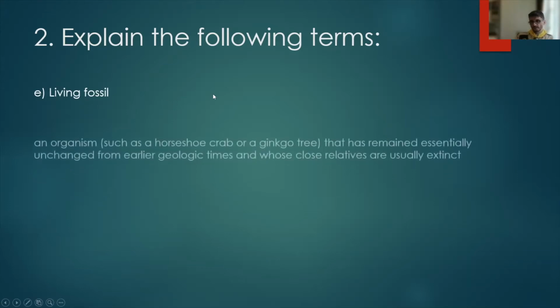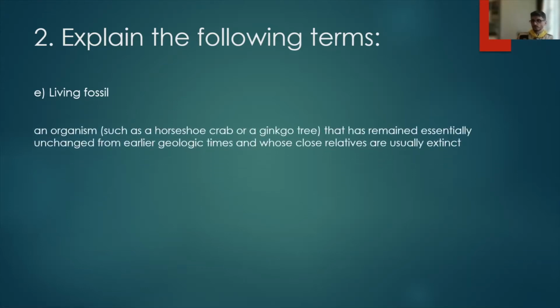A living fossil is an organism such as a horseshoe crab or a ginkgo tree that has remained essentially unchanged from earlier geological times and whose close relatives are usually extinct. Basically, let's say I'm 2 million years old, and I never changed. I am the same person. All my relatives, my aunt, sister, and everybody died, so it's just myself, and I never changed. This is a living fossil.